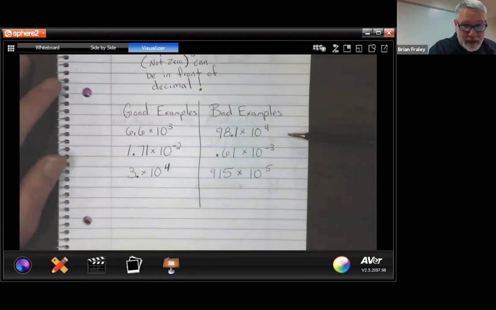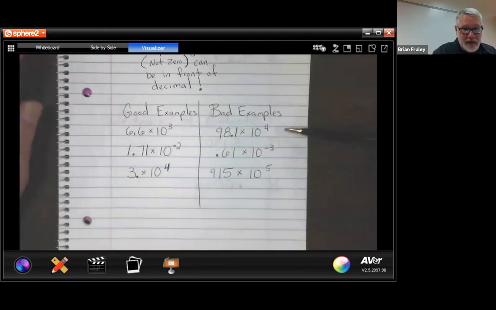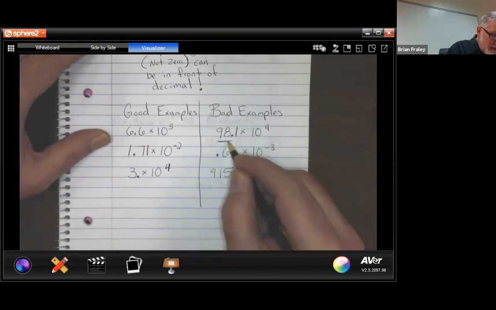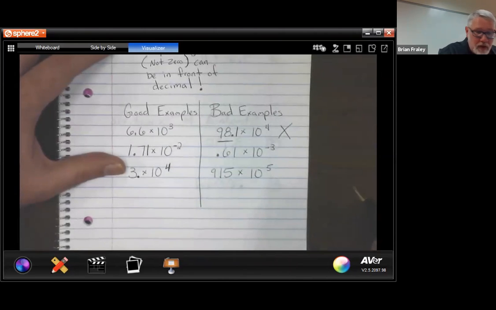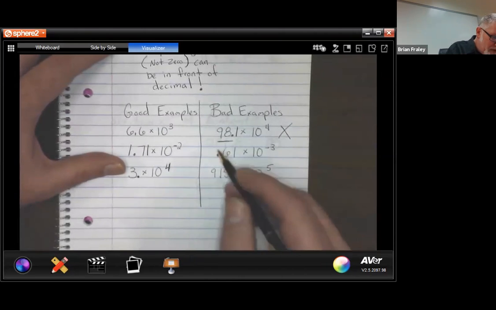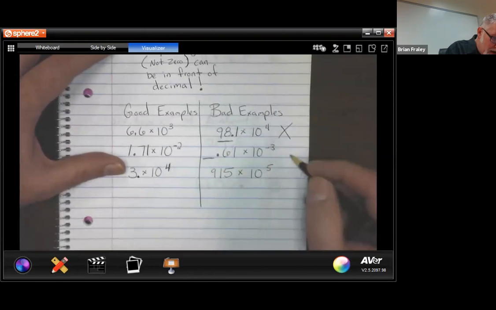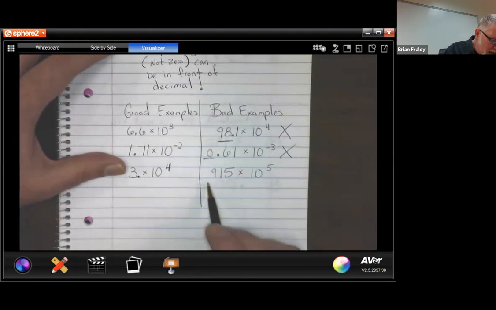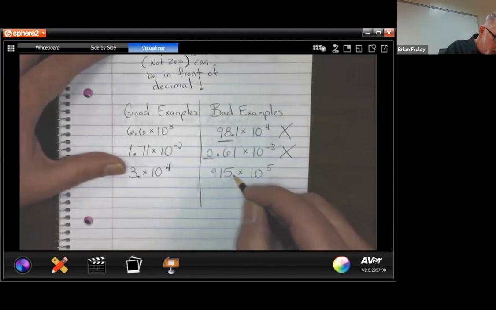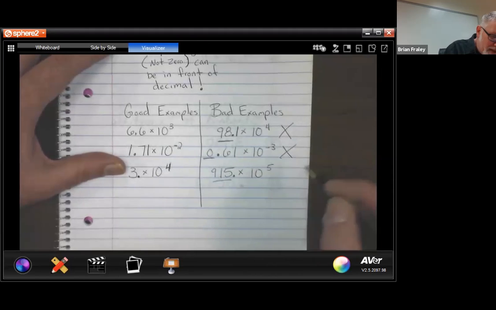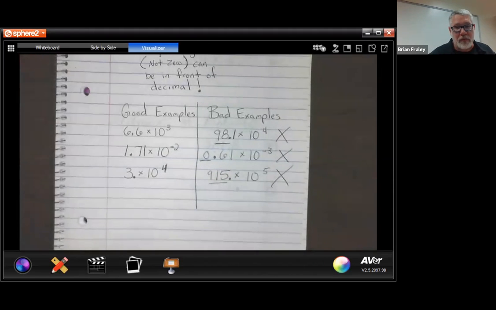Look at my bad examples. 98.1 times 10 to the fourth. Hey, that's not correct. There's 2 numbers in front. No, that's not a good example. 0.61 times 10 to the negative third. There's nothing there. Technically, it's a 0. No good. And then 915. I don't see the decimal. Oh, it's a whole number. It goes at the end. That's got 3 digits in front. Bad examples, okay? Real quick.